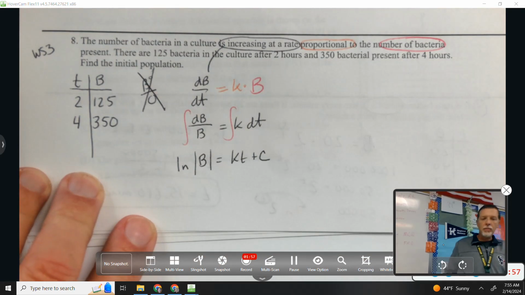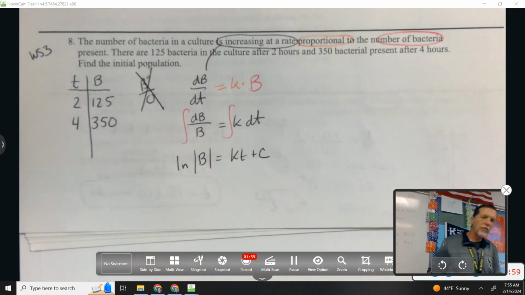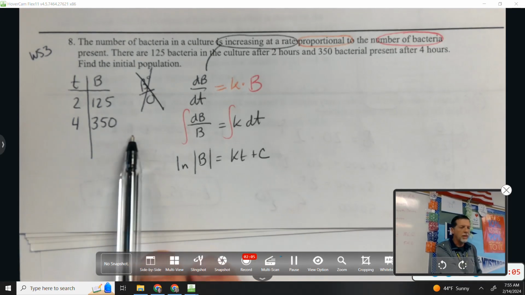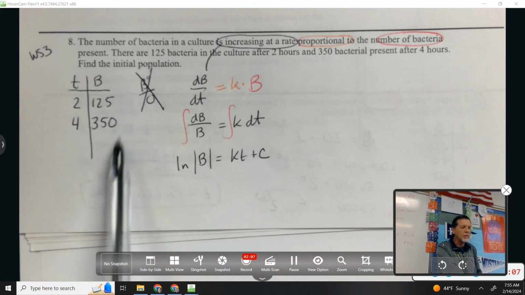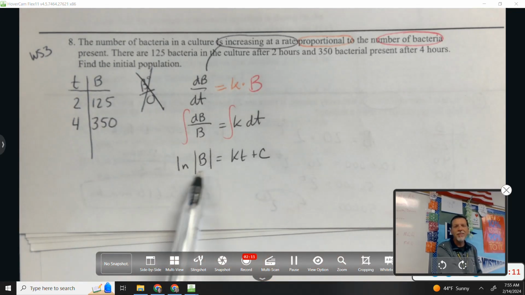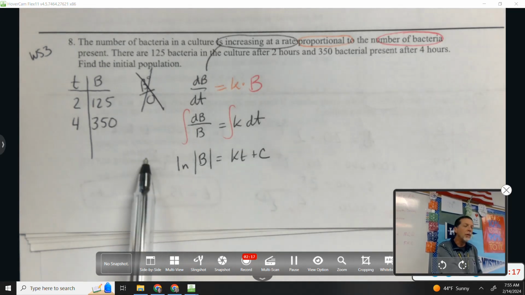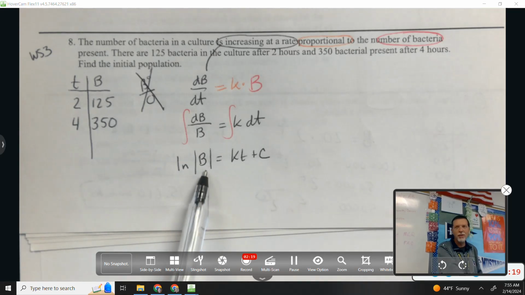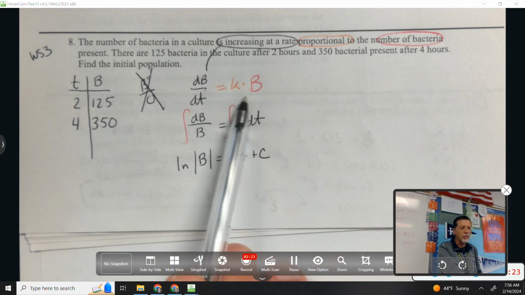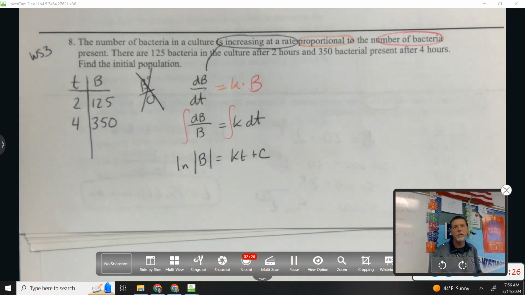equals kt plus c. Frequently, I get a little lazy with the absolute value bars. It's supposed to be there when you write it down first. But in the context of this problem, B is the number of bacteria. That's never going to be negative, so I don't really have to worry about the absolute value bars. And so if you left them off, you'd be fine. Most of the time, if you ignore the absolute value bars, you're going to be fine. But you better be careful, because if we throw something in there with a negative, then it would matter.